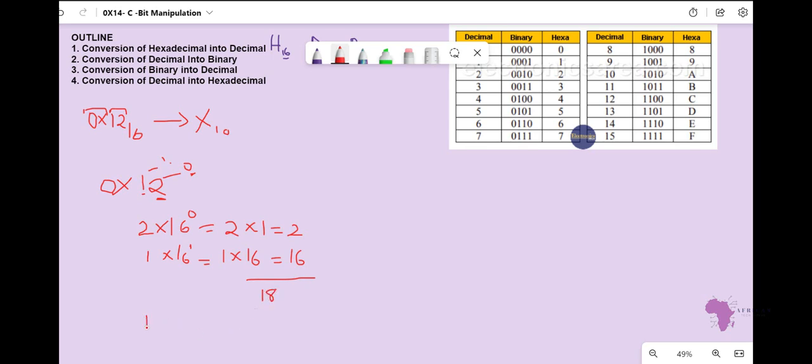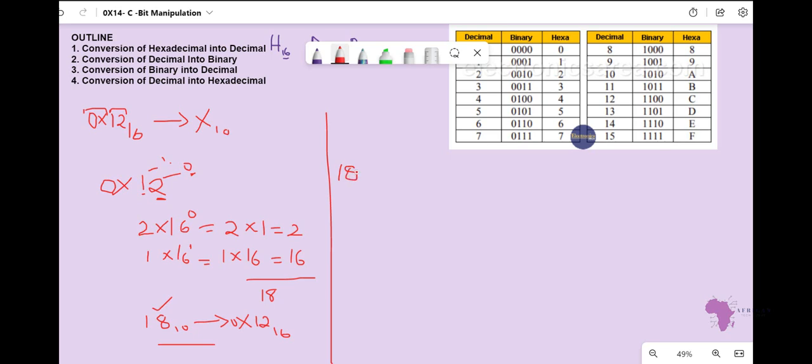So this is enough to say that 18 base 10 is equivalent to 0x12 base 16. Let's get into having it in binary. Okay, this is not binary, this is decimal. Let's have it in binary now. So we have 18 in decimal, and we change it into binary.